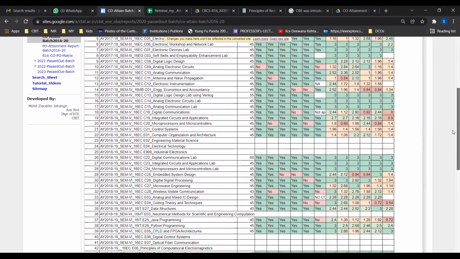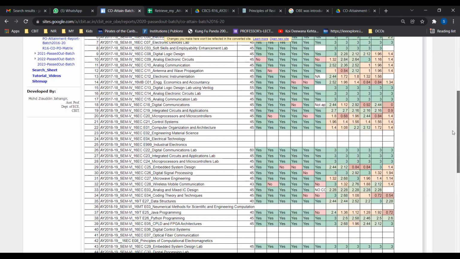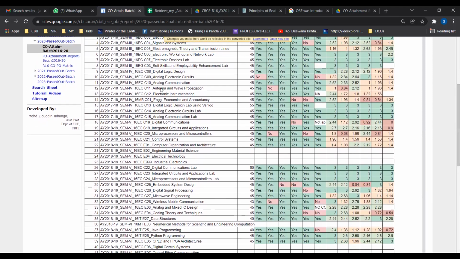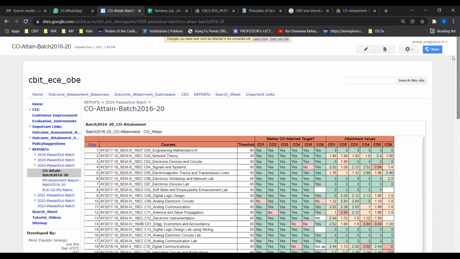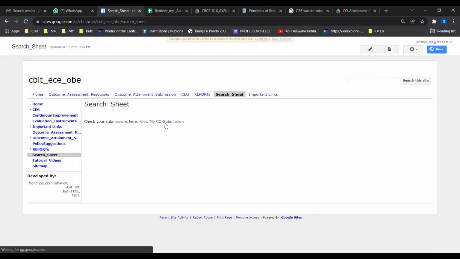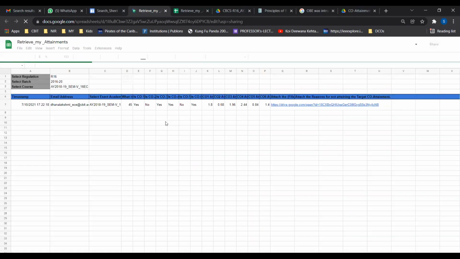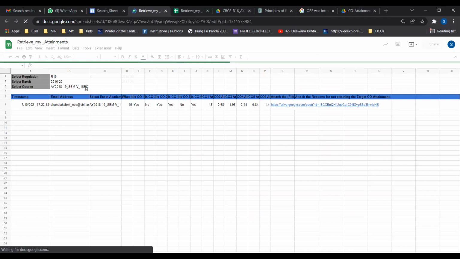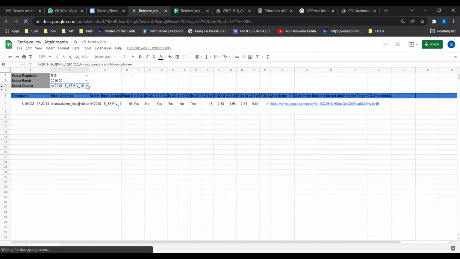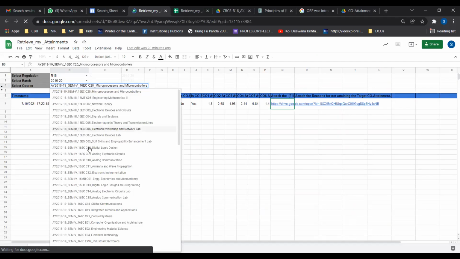like digital communications, you can see in this digital communications, CO4 is not attained. And I would like to know why it did not attain, what was the gap there. So for that, let me just download this digital communication sheet. For that, I will go to the search sheet section of this website. So there it opens up, and here I can select the course of digital communication.